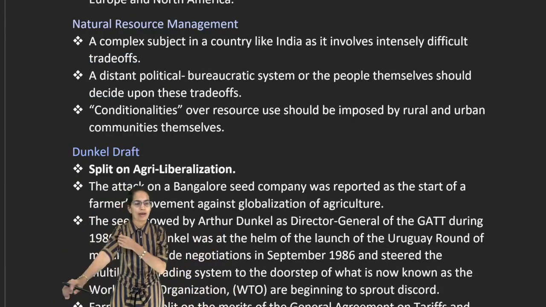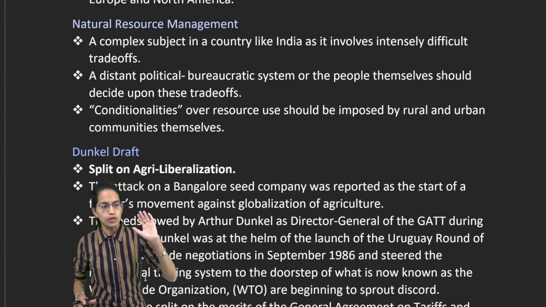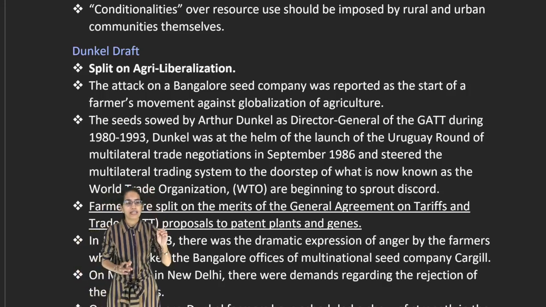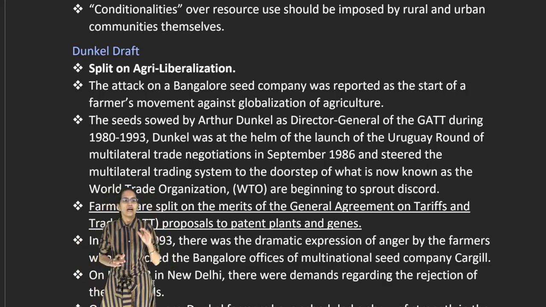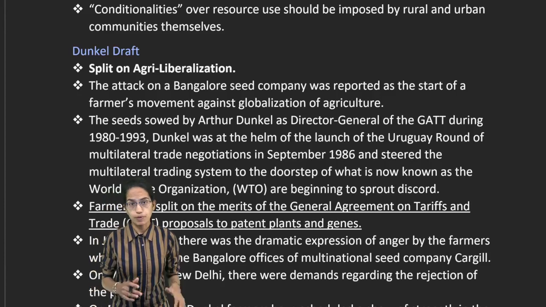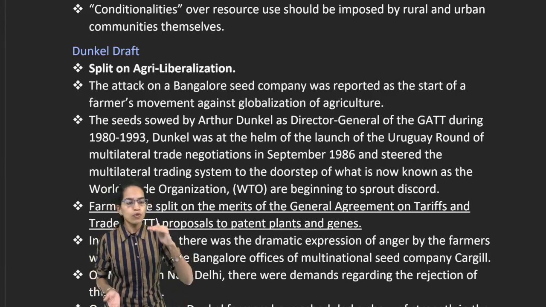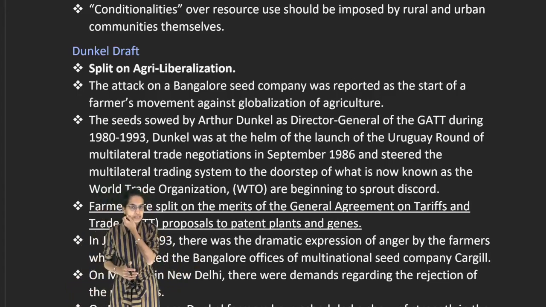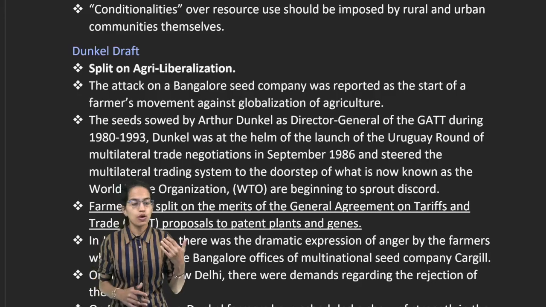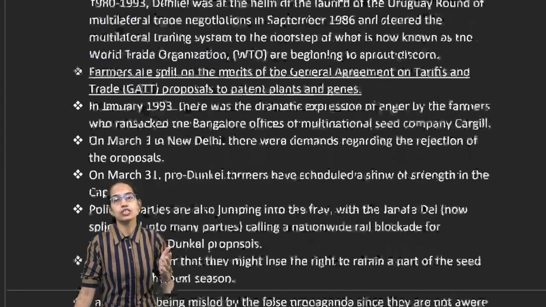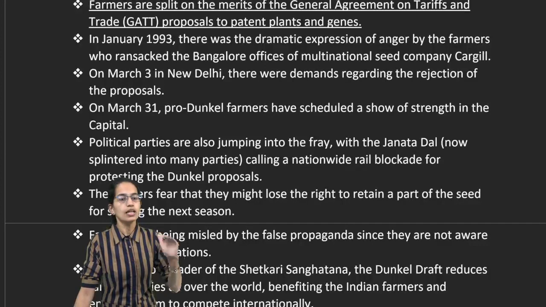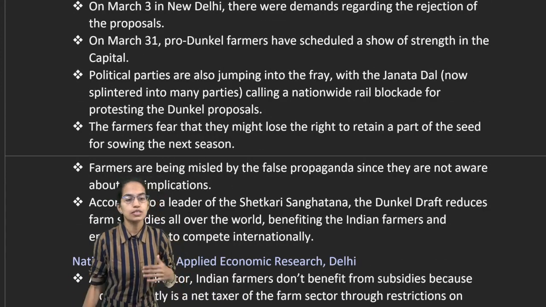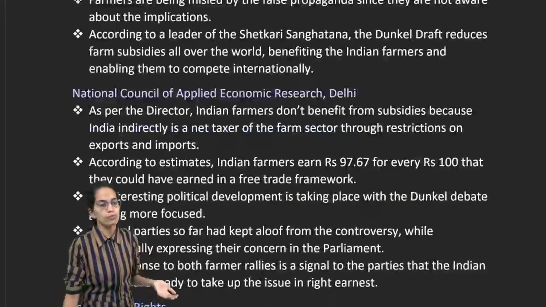Natural resource management is an important aspect, and one good aspect we would talk about here is the Dunkel Draft. The attack on the Bangalore Seed Company is one such example when we talk about globalization of agriculture, moving from GATT to WTO, and patents being filed for plants and genes. We have seen the demands for various proposals and the rejection of the proposals by the multinational seed company Cargill. What the farmers might lose as part of this is very important to understand.